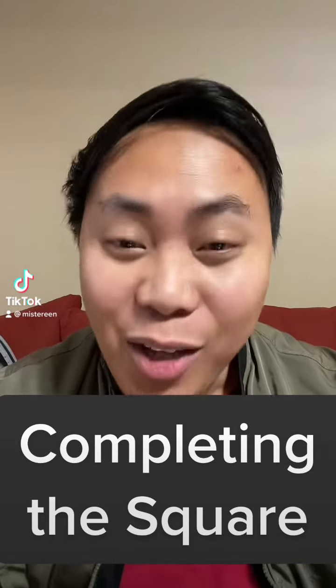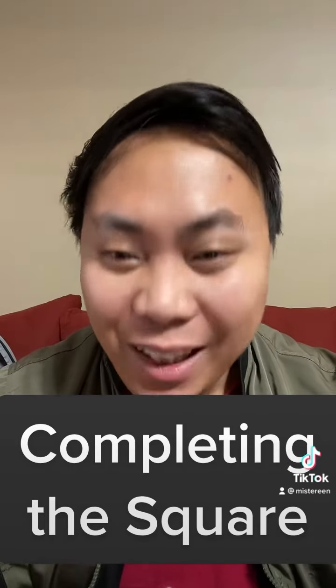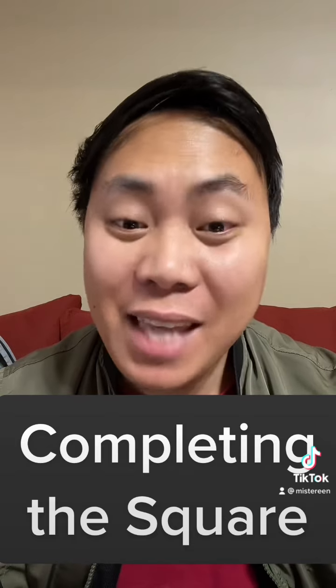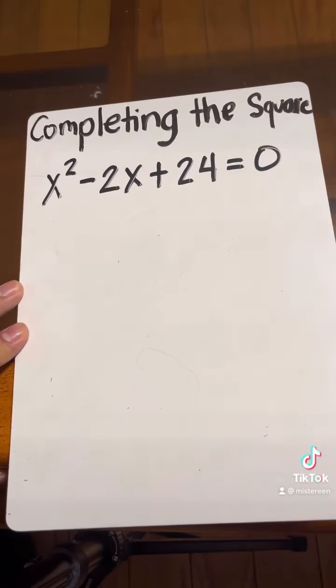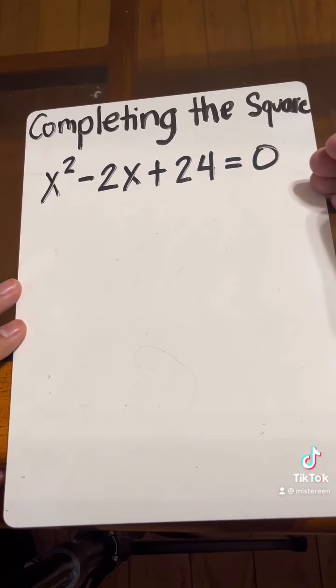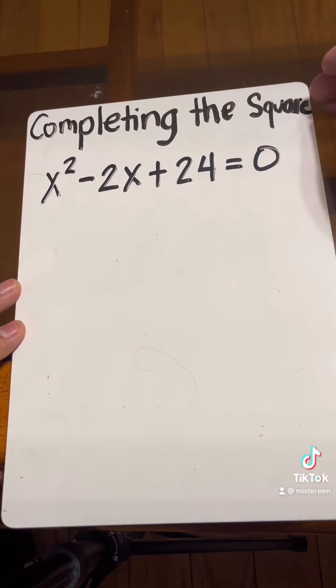Now let's try to learn how to solve a quadratic equation by completing the square. Let's look at an example. Alright, so we have x squared minus 2x plus 24 equals 0. We're going to solve this quadratic equation by using the method of completing the square.